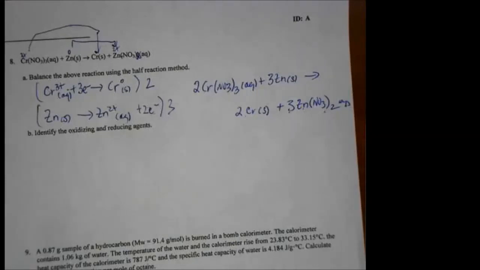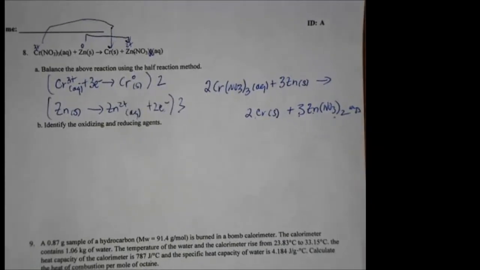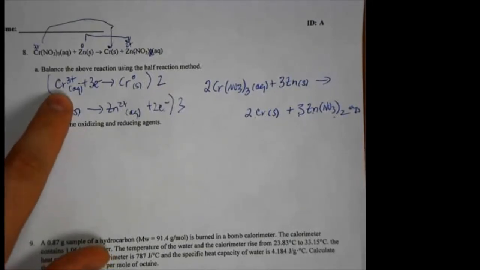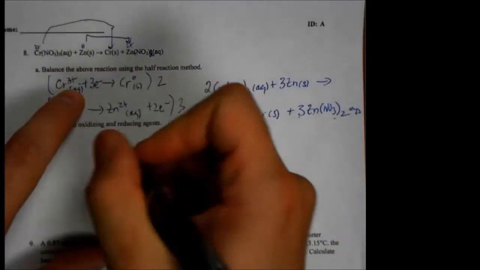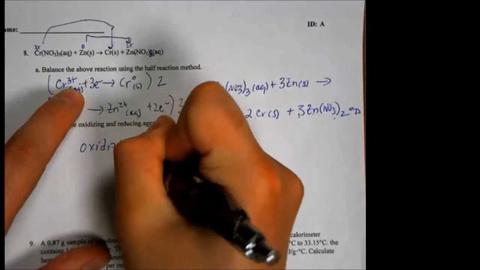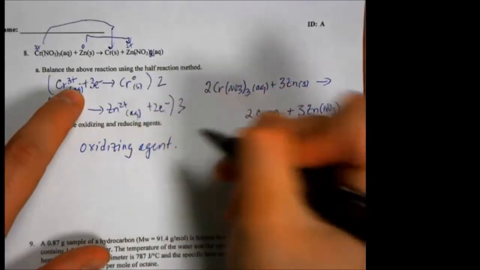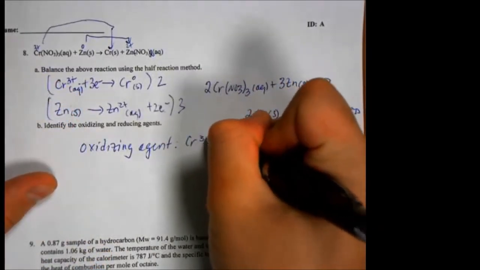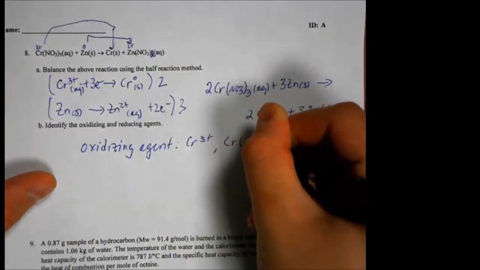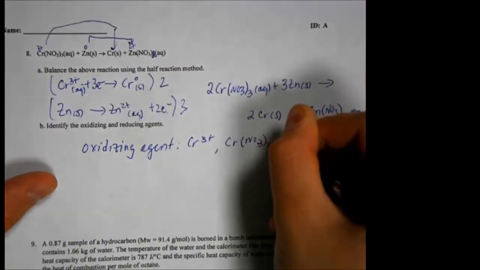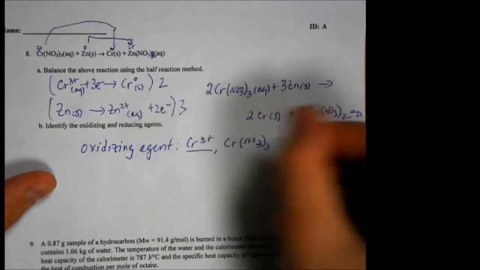Okay, so now identify the oxidizing and reducing agents. All you've got to do is flip-flop at this point. What's being oxidized and what's being reduced? Chromium 3+ is being reduced in this case. So if we flip-flop that, the oxidizing agent is chromium 3+. In this case, you could also write chromium nitrate and get credit. Either one is fine. I prefer this particular one.